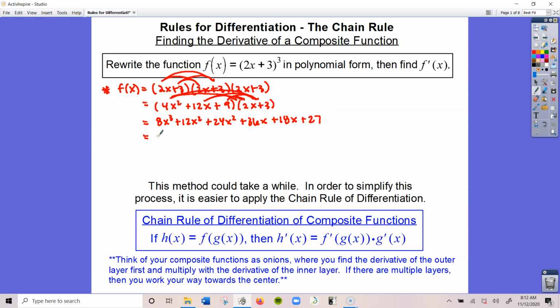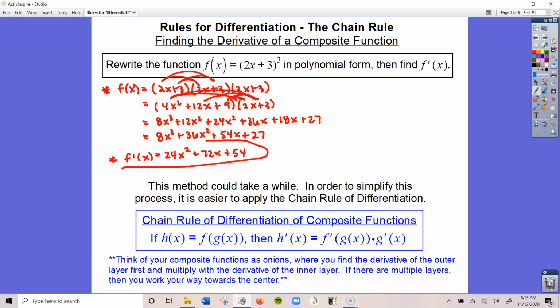And when we combine like terms, this gives us 8x to the third plus 36x squared plus 54x plus 27. So this is f of x. Now I'm ready to find the derivative, which is f prime of x. The derivative would be 24x squared plus 72x plus 54.